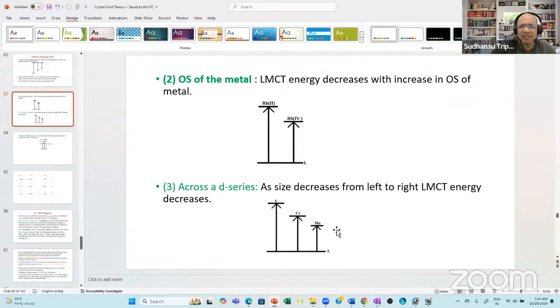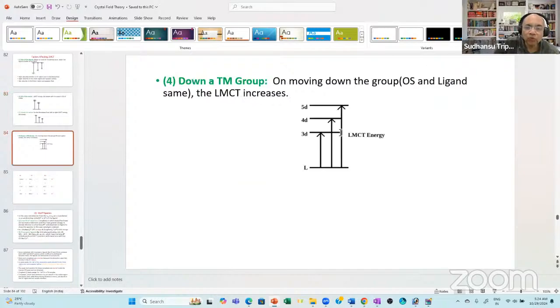In the transition series, there is a slight change. As you go from left to right, the transition energy will decrease, and the possibility of the peak entering into the visible region will be more. All these are colored, we know, but the transition energy will be less and less as you move, as the size decreases.